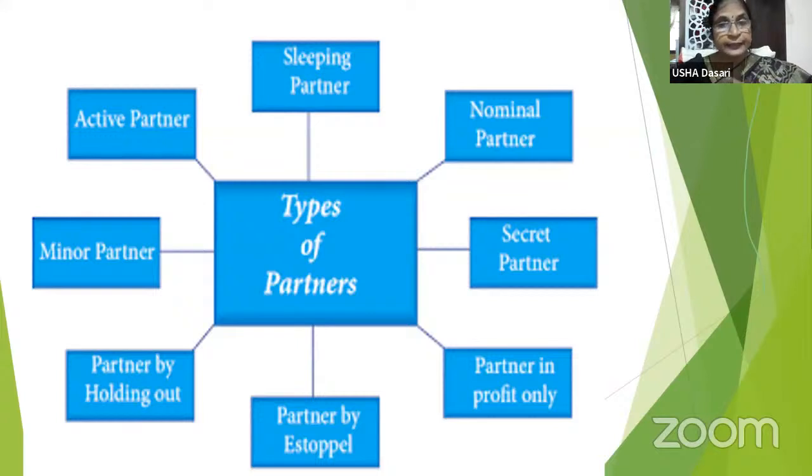He may act in different capacities, like the manager, organizer, advisor, or the controller of the affairs of the firm. So that is why sometimes we call this partner the working partner also. Second one, opposite to the active partner, is the sleeping partner. That means dormant partner. He's also called a dormant partner.